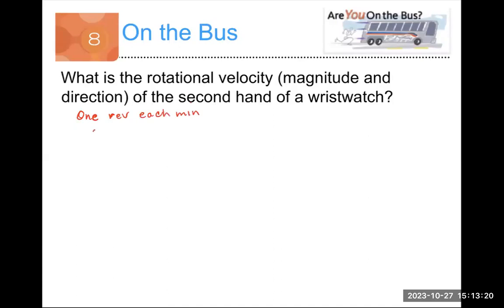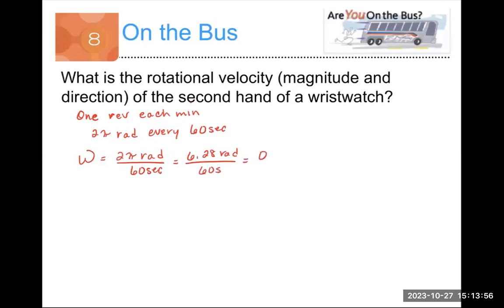So basically, 2 pi radians every 60 seconds. Omega is going to be 2 pi radians every 60 seconds. So 2 pi radians, 6.28 radians, divided by 60 seconds, and we get 0.105 radians per second.